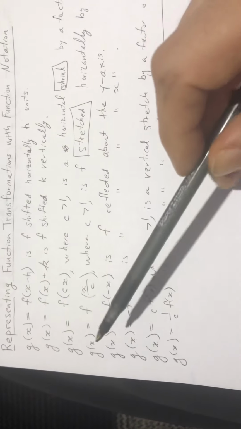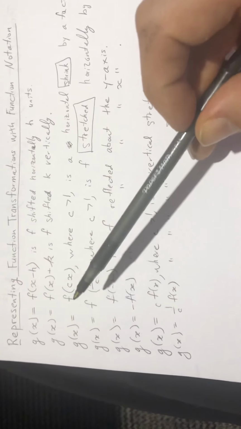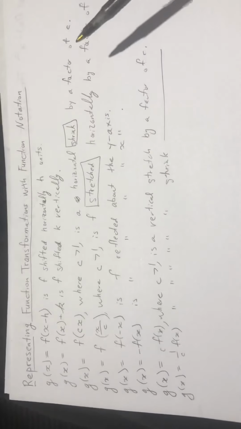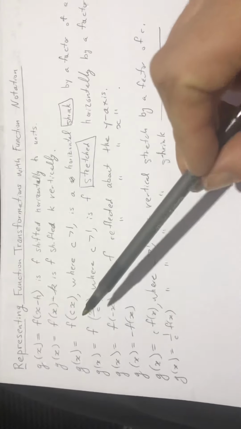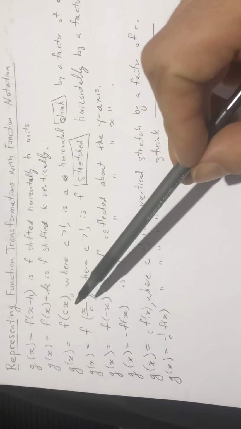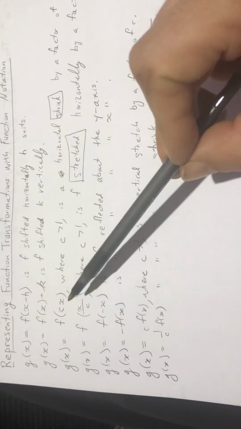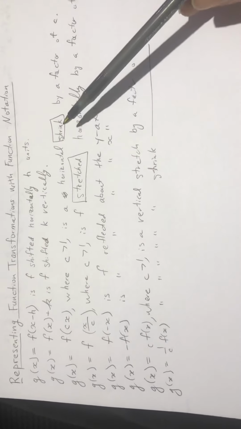g of x equals f of c times x, where c is greater than 1, is a horizontal shrink by a factor of c. Again, we're doing something directly to the x, so it's the opposite of what you think. You would think that since we're multiplying x by c, it would be a vertical stretch. But it's the opposite, it's a shrink.